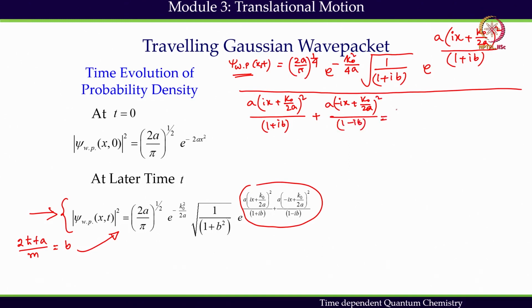This is going to be nothing but a by 1 plus b square, (1 minus ib) multiplied by (ix plus k naught by 2a) whole square plus (1 plus ib) into (minus ix plus k naught by 2a) whole square.